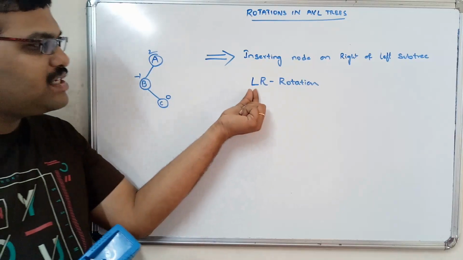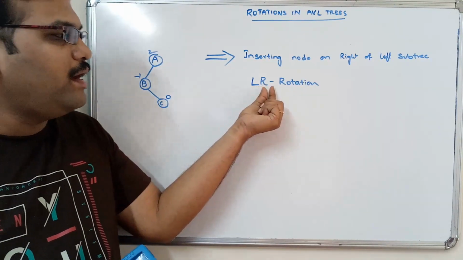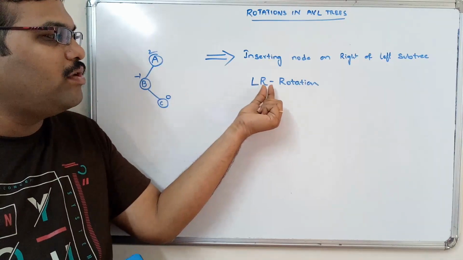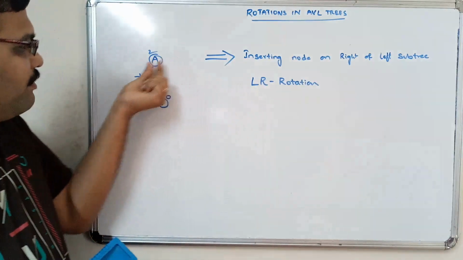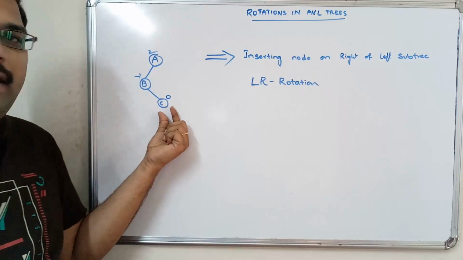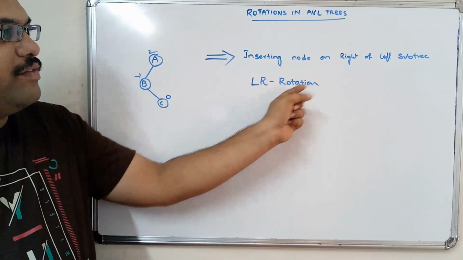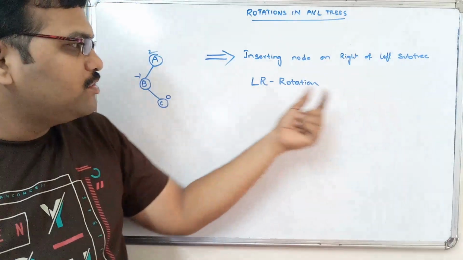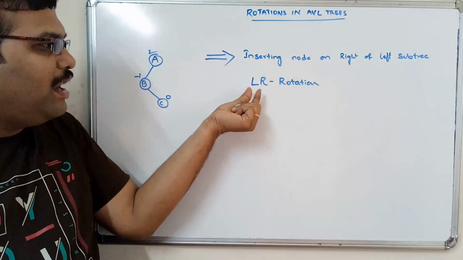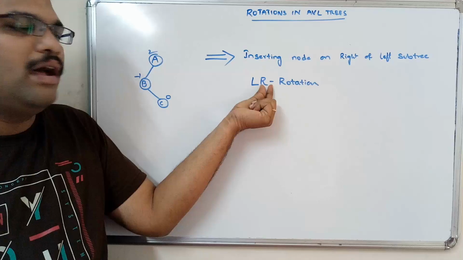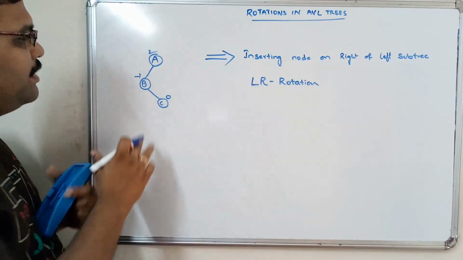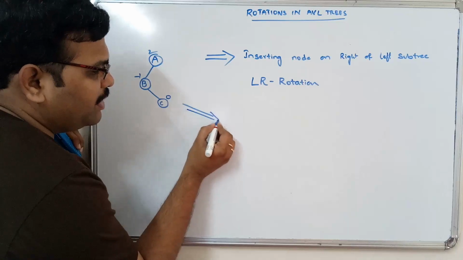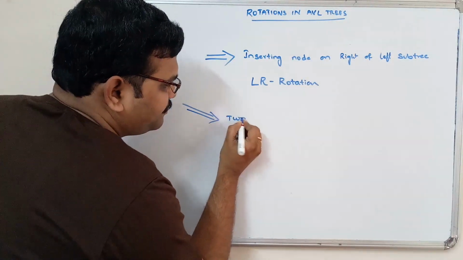LR: left subtree, inserting a node at right. So don't get confused. Inserting a node on the right of the left subtree, that is called LR. Left subtree, right side. So this can be balanced in 2 steps.